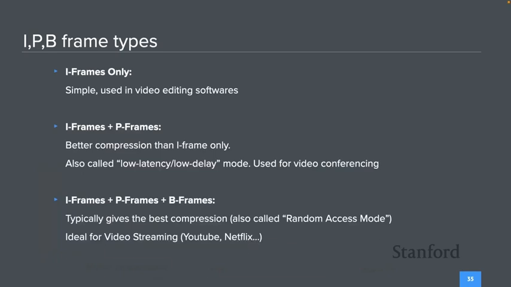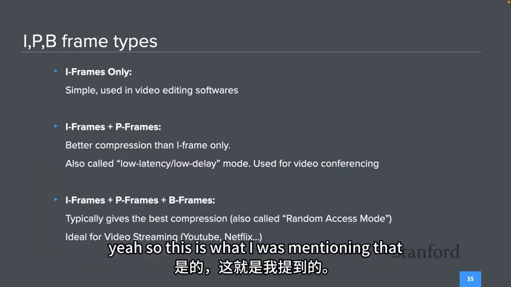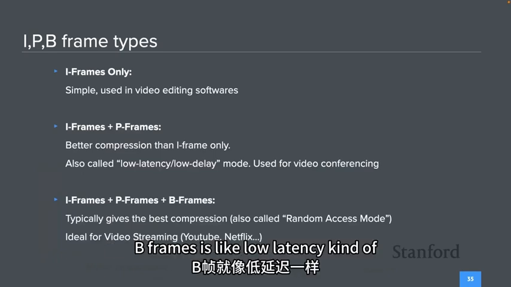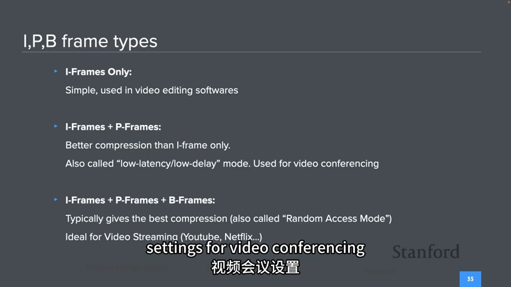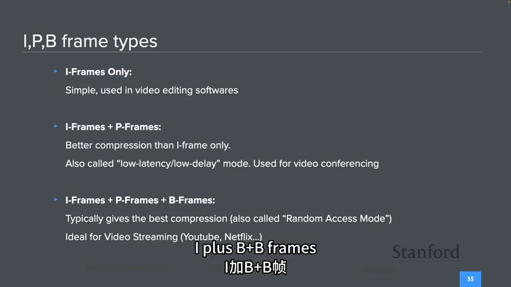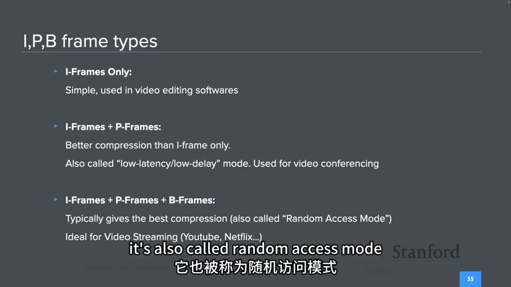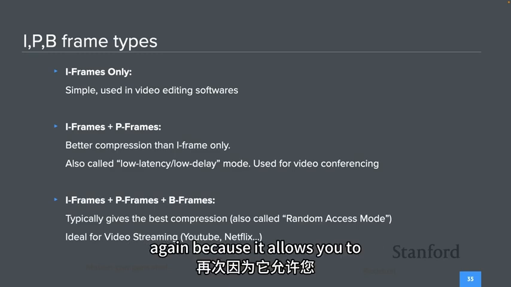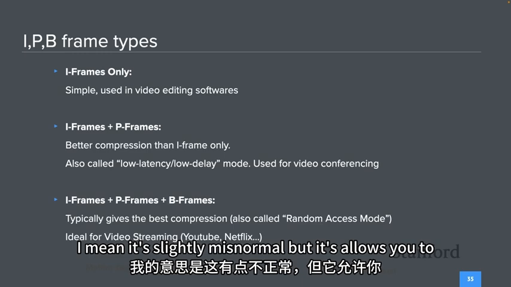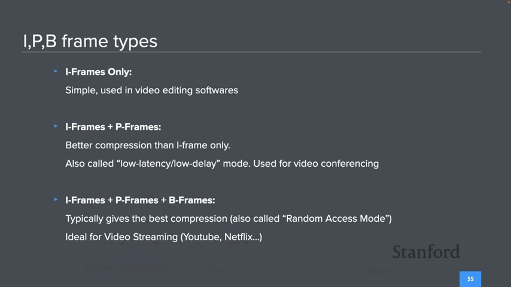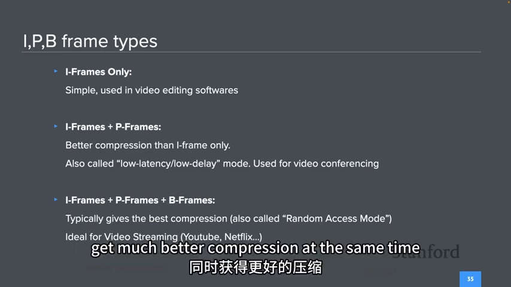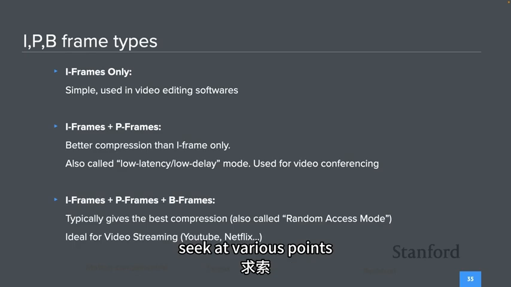All right. Yeah, so this is what I was mentioning, that IPP is the low-latency kind of setting for video conferencing. I plus P plus B-frames is also called random access mode. It's a slightly misnomer, but it allows you to get much better compression and, at the same time, seek at various points.